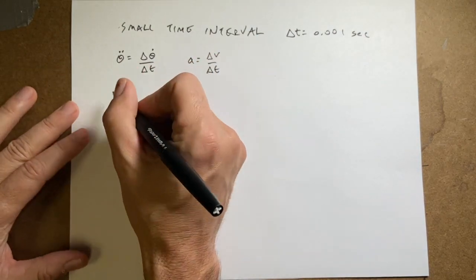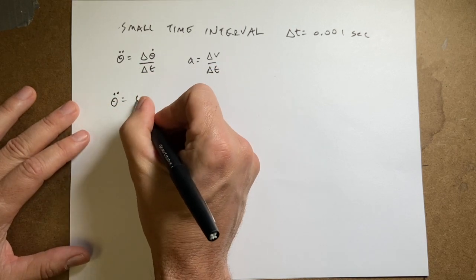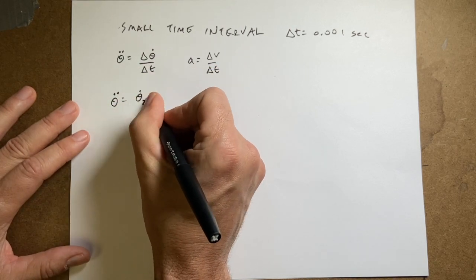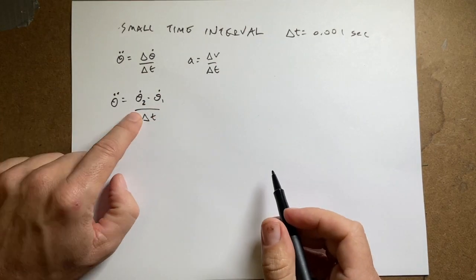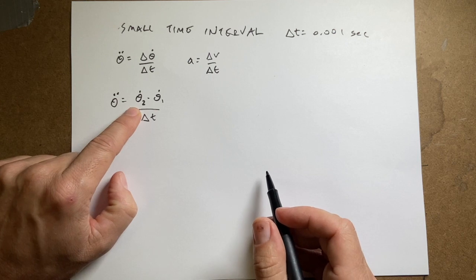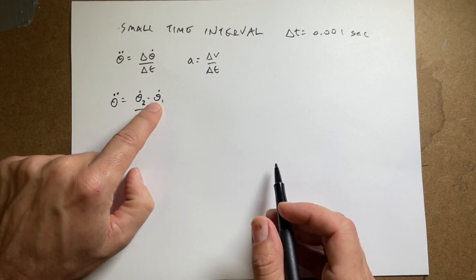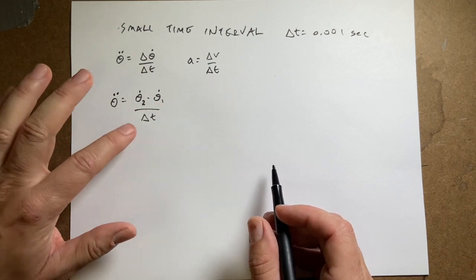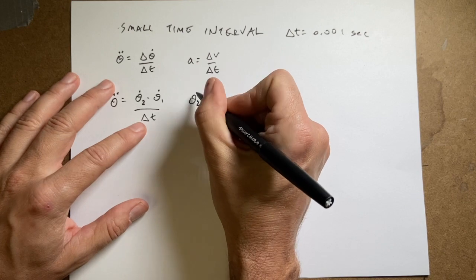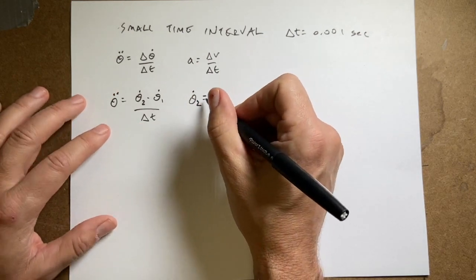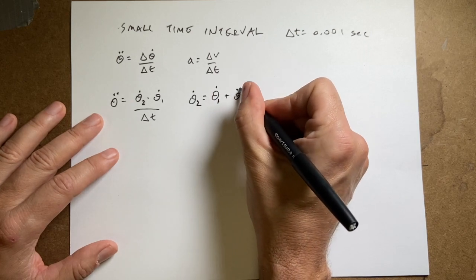So now I can write this as theta double dot equals delta theta dot, so it's going to be theta 2 dot minus theta 1 dot over delta t. So theta 2 dot is the angular velocity at the end of the time interval, and theta 1 dot is the angular velocity at the beginning of the time interval. So with this, I can multiply both sides by delta t, and I get theta 2 dot equals, well, I add theta 1 dot. Theta 1 dot plus theta double dot delta t.